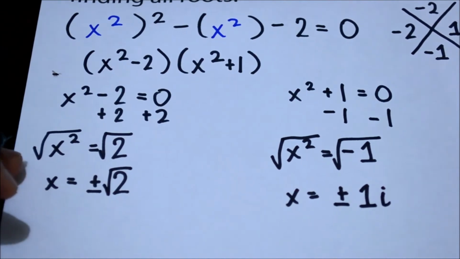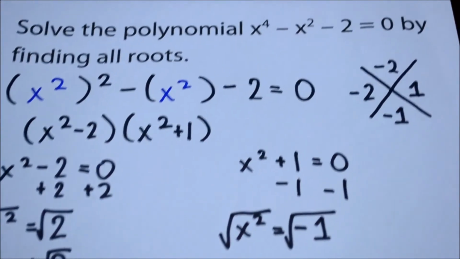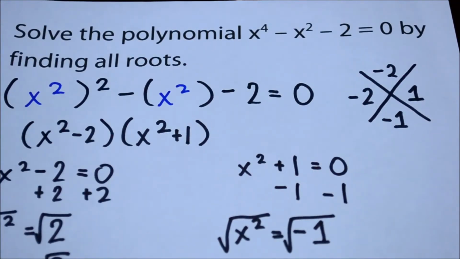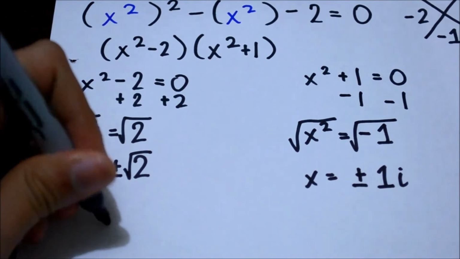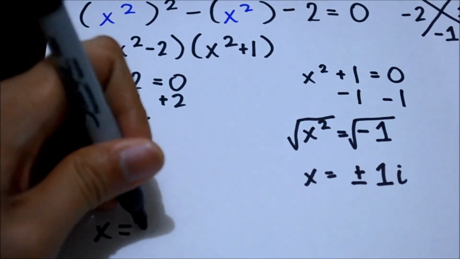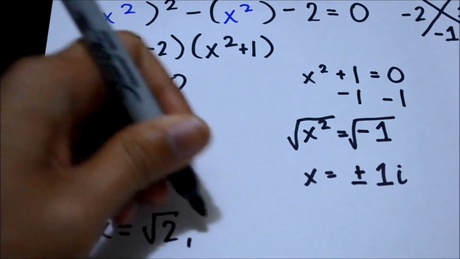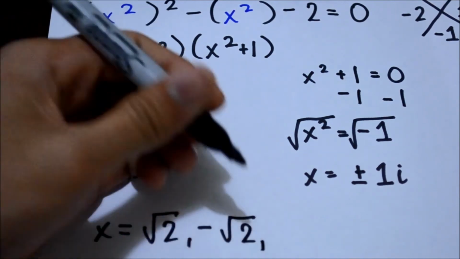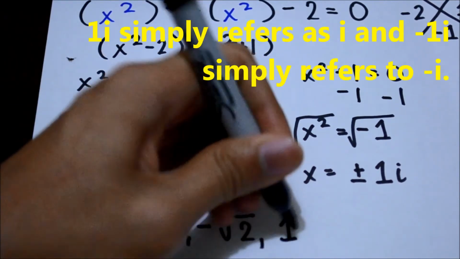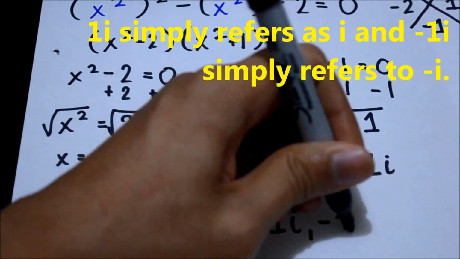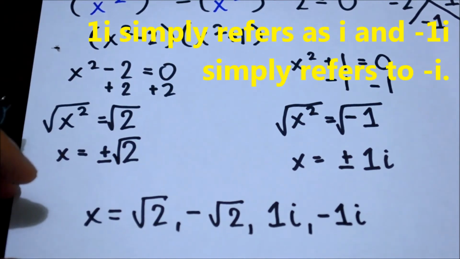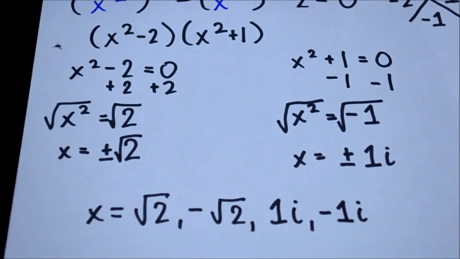Overall, this polynomial equation x to the power of 4 minus x to the power of 2 minus 2 equals 0 has 4 roots. So x equals square root of 2, negative square root of 2, 1i or i, and negative 1i or negative i. And our polynomial equation has been solved.